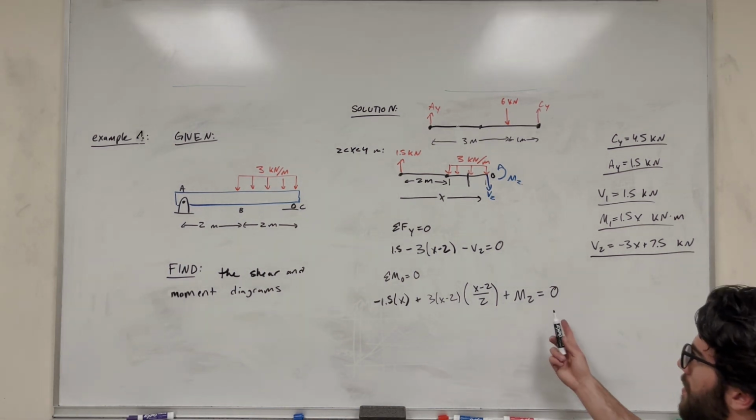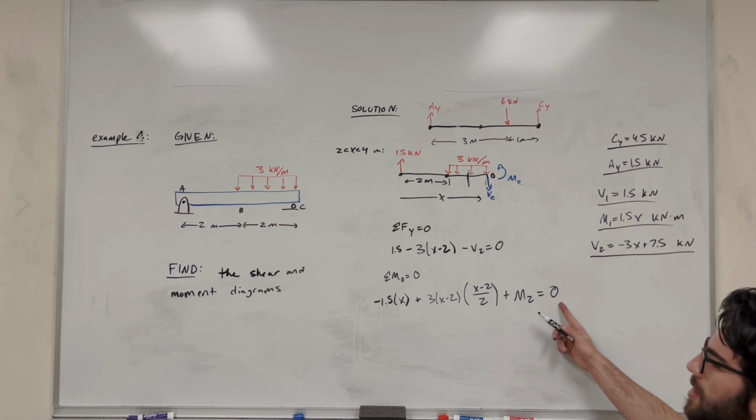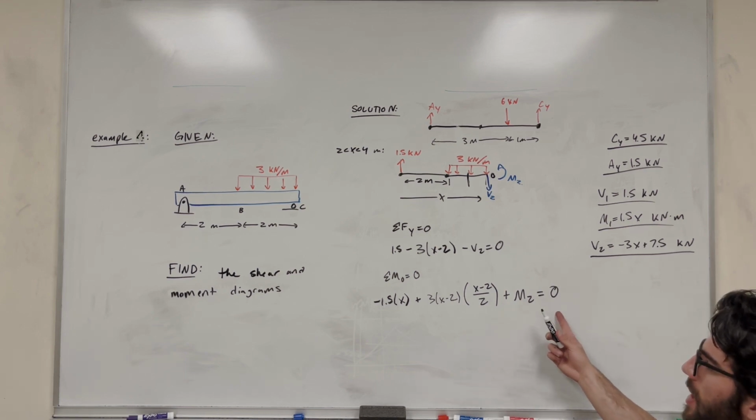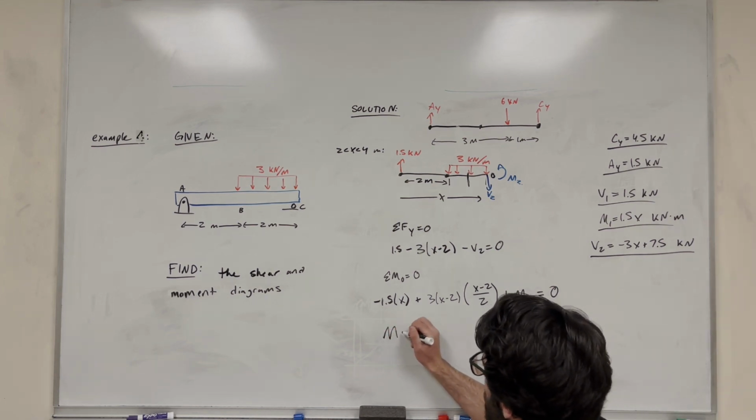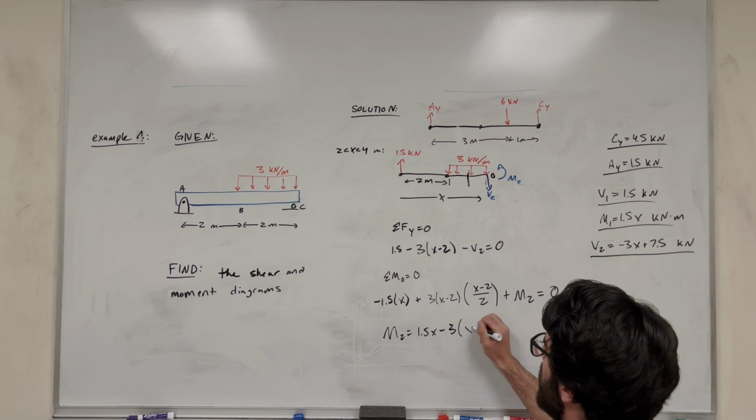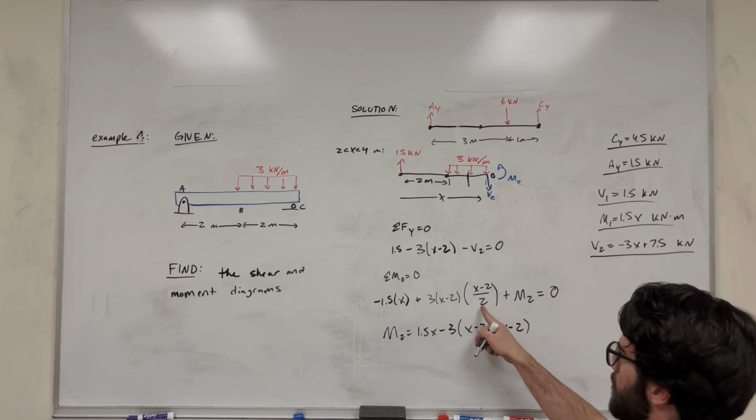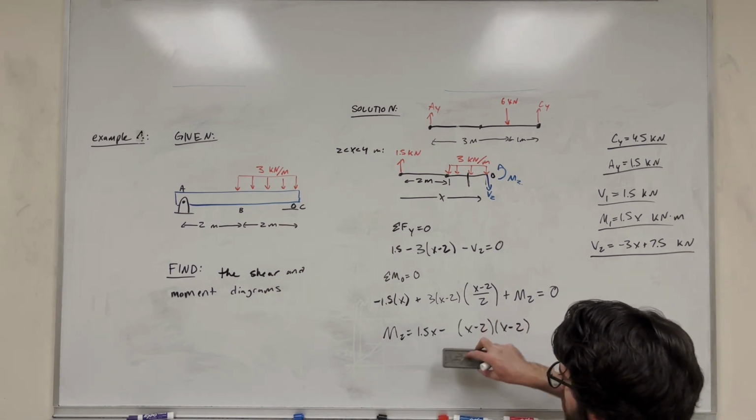Okay, so now we just need to simplify this equation. So let's start with moving moment 2 to the other side. So we're going to subtract moment 2, but then we're going to divide by a negative 1. So we're going to be left with moment 2 is equal to 1.5x minus 3 times x minus 2 times x minus 2. And let's go ahead and bring out this half and just make this 3 over 2.